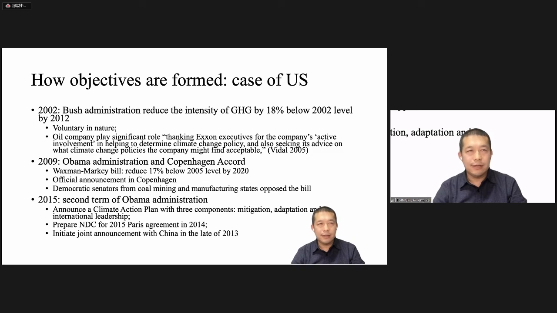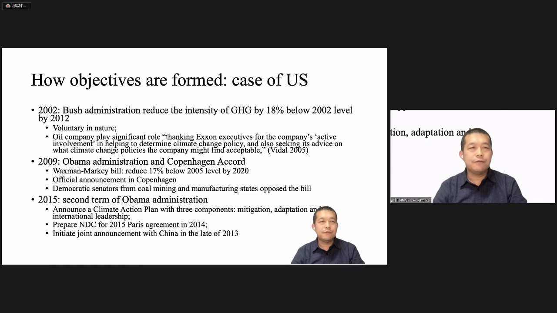Even Democratic senators from coal mining and manufacturing states opposed this bill also. And for the Paris Agreement, in the second term of the Obama administration, he mobilized political resources to announce a climate action plan, which has three components. The first one is mitigation. The second one is adaptation, to increase the resilience of the United States. And the third one is to improve the international leadership of the United States on climate change issues.